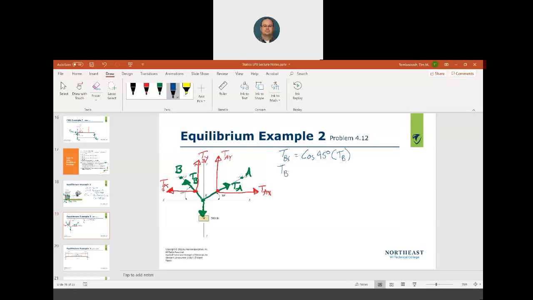TBY equals opposite, sine of 45 degrees times TB. Okay? All right, so got my calculator. We'll solve that. All right, cosine of 45. So that's 0.707.